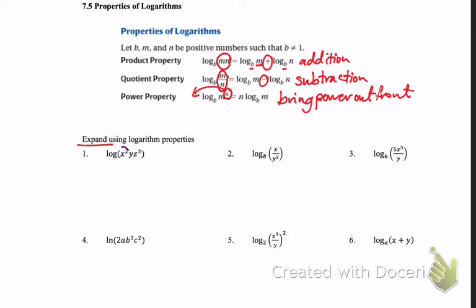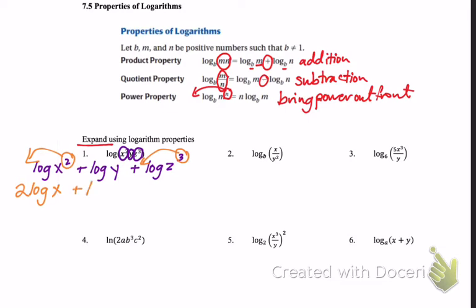So I'm going to split this up into x squared, y, and z cubed. Like I have three separate ones. So I'm going to write this as log of x squared plus log of y plus log of z cubed. But I still have powers, and so I cannot leave those as powers. I need to bring them out front. So my final answer would be 2 log x plus log y plus 3 log z.